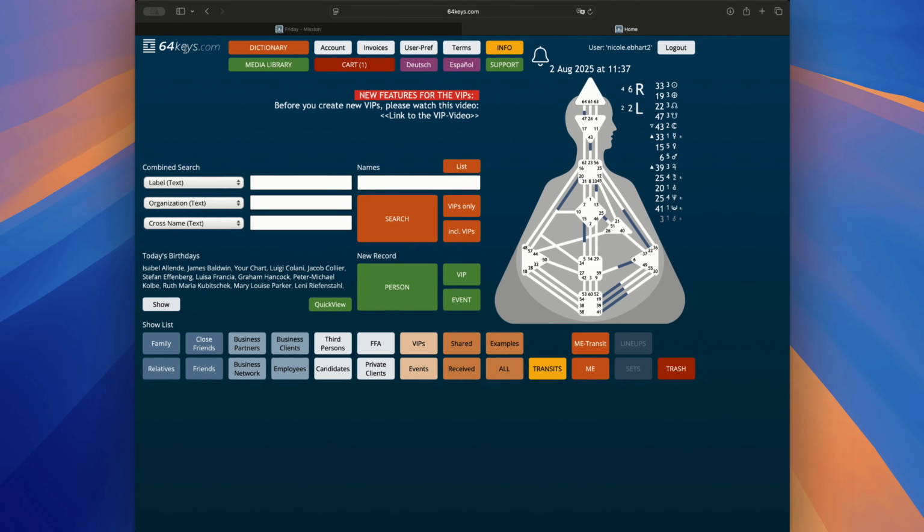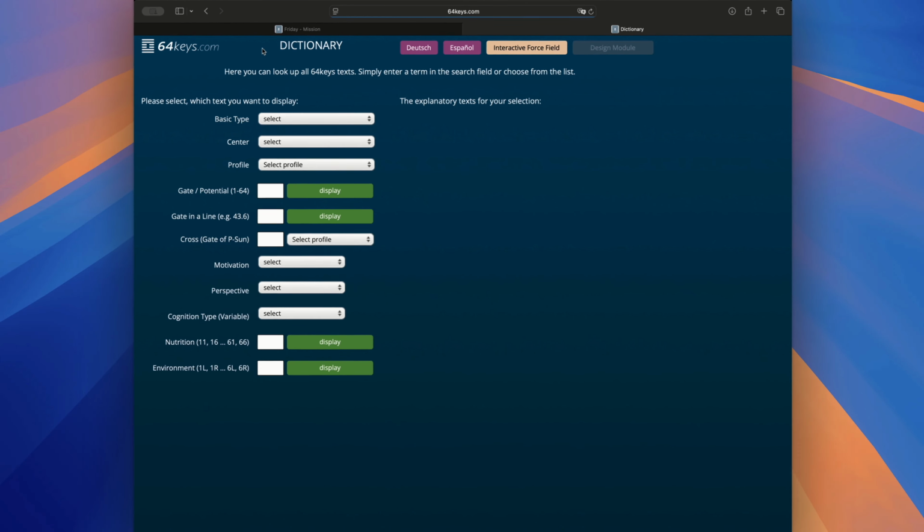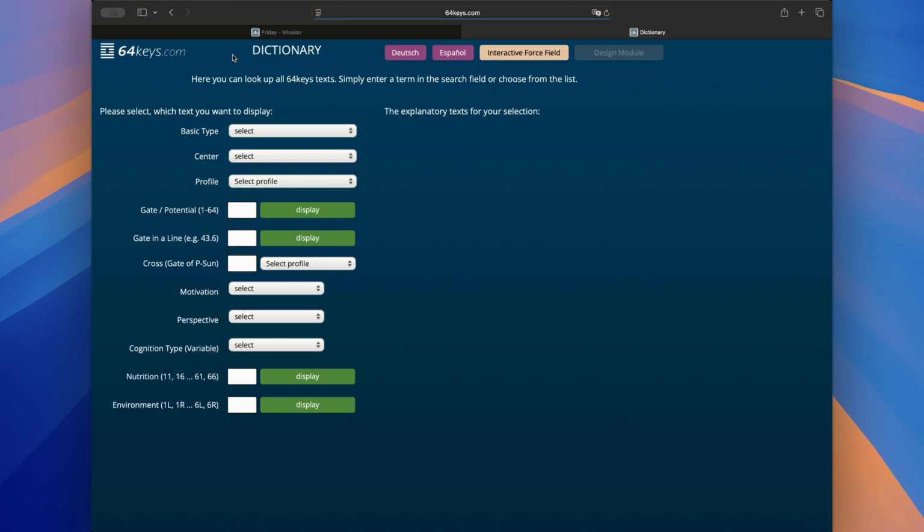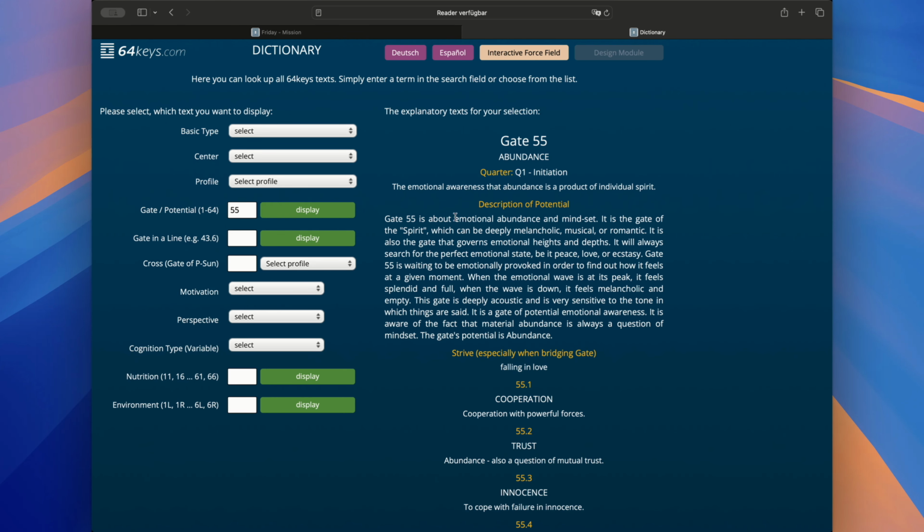If you go back to the start page and click on dictionary, you can access the dictionary function. Here you can look up all 64 Keys texts. So for example, for a gate, let's take gate 55. I can display the texts, the description of the gate and all the lines. And here you also have the theme if it's a bridging gate. So for people who have split definitions, and let's say gate 55 would be a bridging gate, that means connecting these two definitions, this theme, wanting to fall in love, could be a thing.